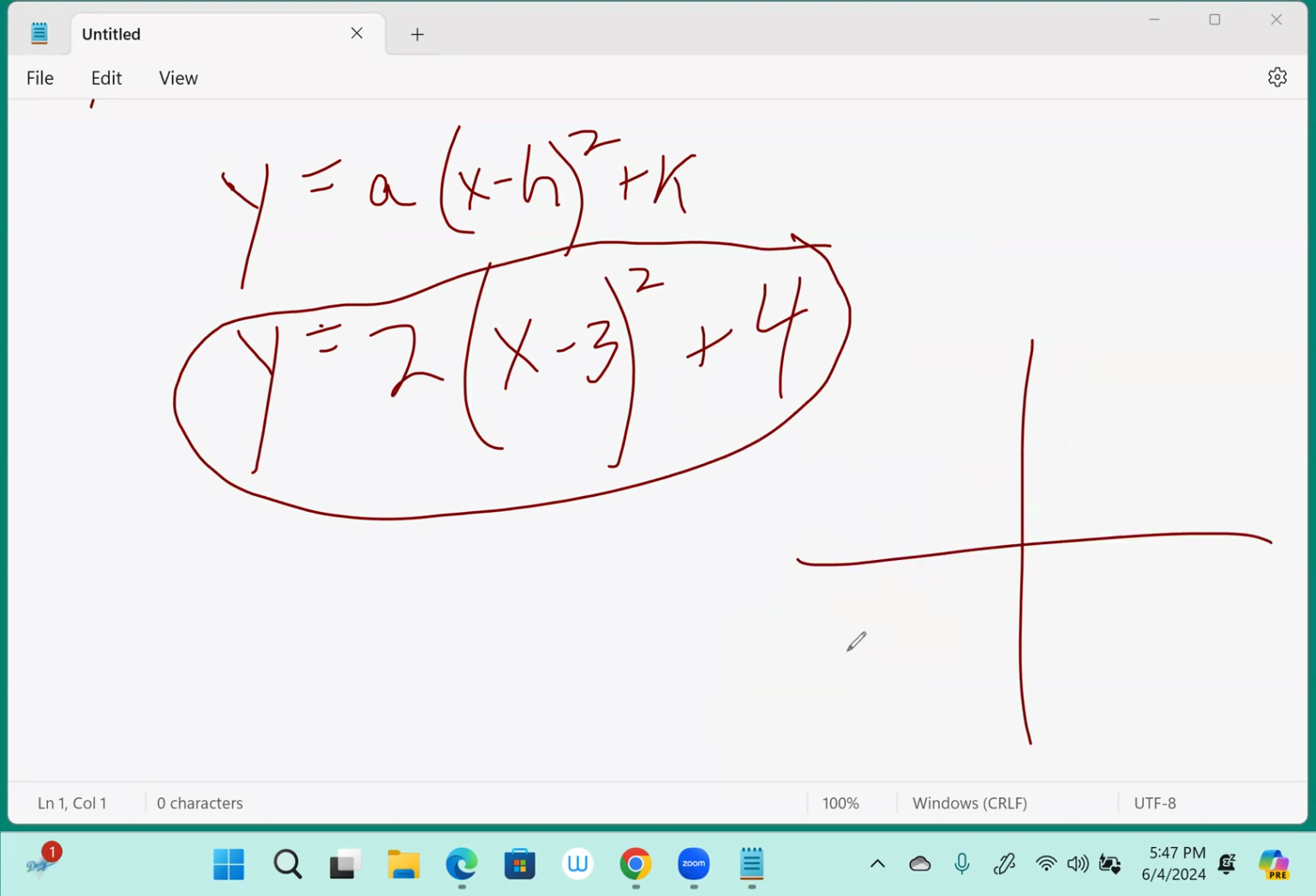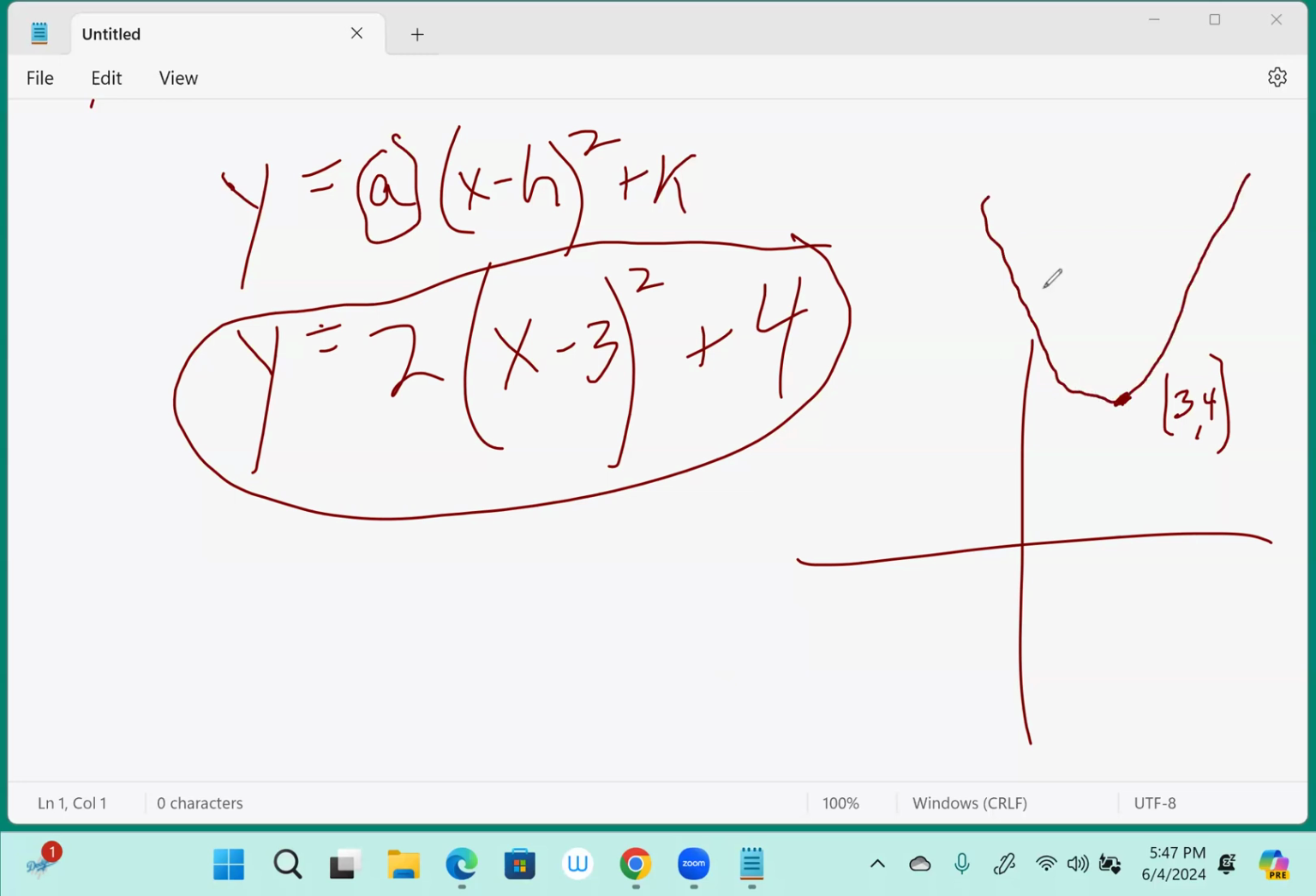Where's the vertex? Incidentally, the h is the x coordinate of the vertex, and the k is the y coordinate of the vertex. Actually, because it's x minus h in the general form, h here is positive 3. So the vertex would be right there at 3 comma 4. And because a is a positive 2, we know it opens up.